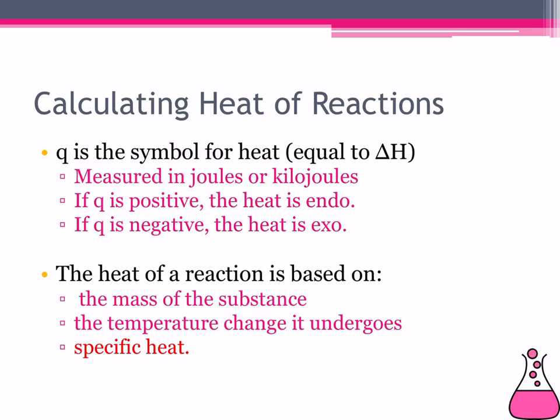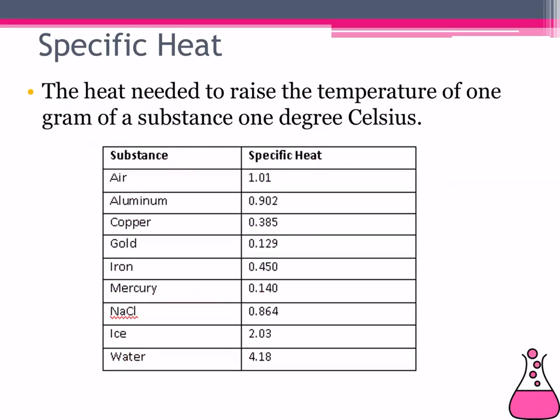And the heat of a reaction is going to be based on a couple of different things: the mass of the substance, for one, the temperature change that it undergoes, and the specific heat of a substance. So the specific heat capacity of a substance is the heat needed to raise the temperature of 1 gram of that substance by 1 degree Celsius. So we have a couple of examples here of different things and their specific heat capacities. You'll notice these metals, like aluminum, copper, gold, have really low specific heat capacities. It doesn't take a lot of heat energy to change their temperature by 1 degree Celsius.